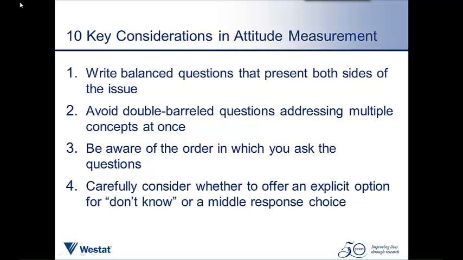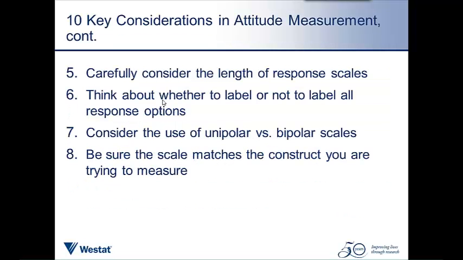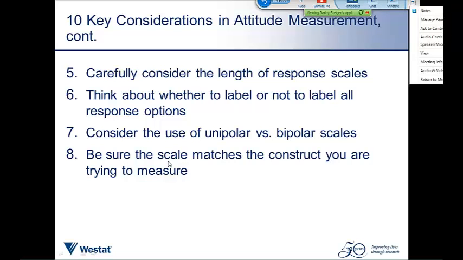The fourth is considering whether you want to offer an explicit option for don't know, or whether you want to offer a middle response choice and how that impacts the answers that you get. The fifth is thinking about scales and how long you want your response scales to be. And the sixth is how do you label those scales? Do you label all of the scale points or only the end points or only some of the points? The seventh area is looking at unipolar versus bipolar scales and on what dimension you design those scales.